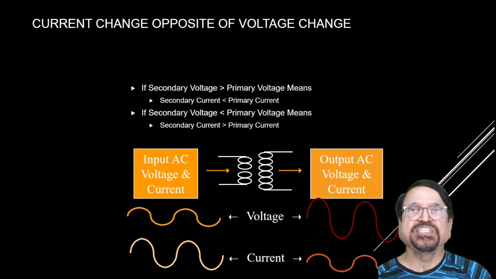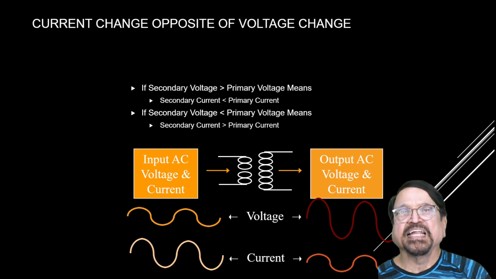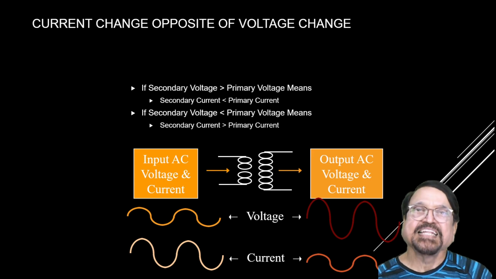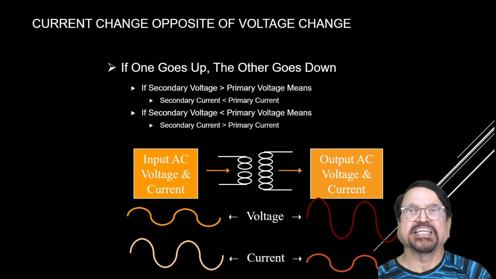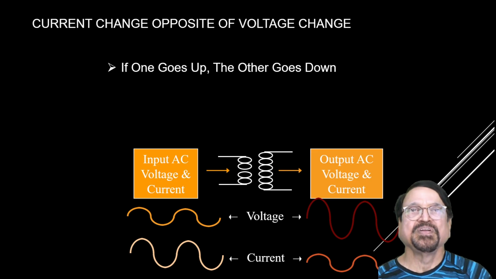Then current change is opposite of voltage change. If secondary voltage is more than primary, it means the secondary current is less than primary. Similarly, if secondary voltage is less than primary voltage, then secondary current will be more than primary current. This is shown here, input and output, that voltage diagrammatically it is well seen. What it means, if one of them goes up, the other has to come down.